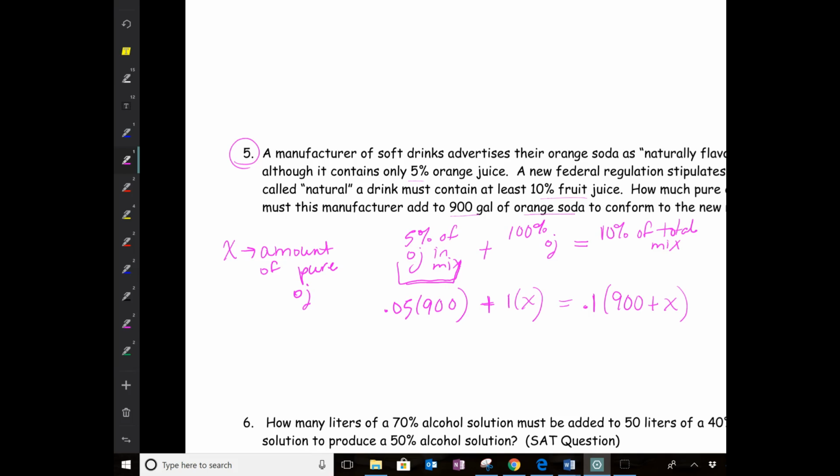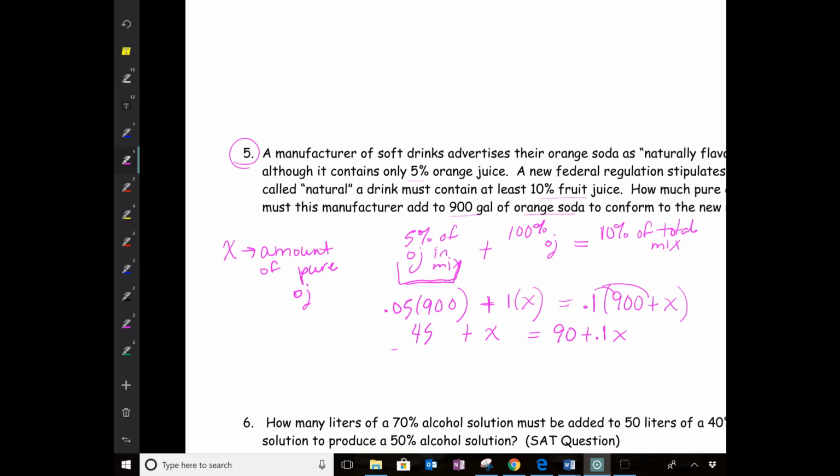Now this one takes a little bit of thought to mull over, and that's what you're going to do more in your homework tonight. But really you only have one variable that's necessary to work with. So if we solve here, we have 45 plus x is going to equal, I'll distribute this, 90 plus 0.1x. And then we can just go on to solve.